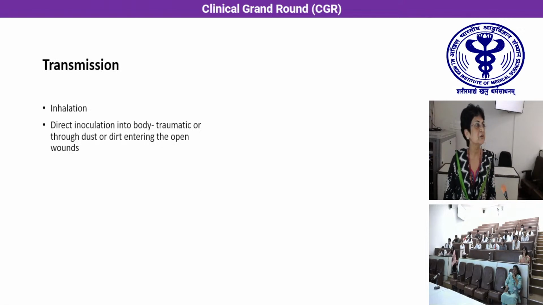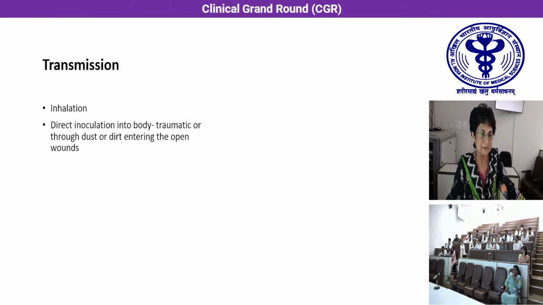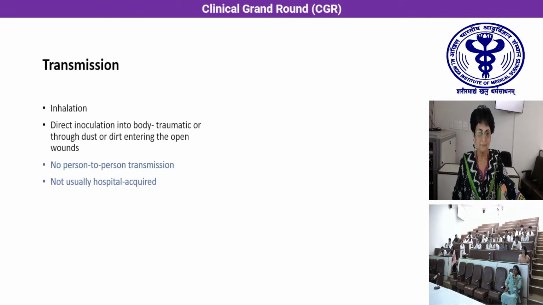Coming to the transmission, common mode, inhalation. Pulmonary exposure typically occurs due to inhalation of airborne bacteria or dust particles containing the bacteria. Or transmission can also be through direct inoculation into the body, which is traumatic, or through dust or dirt entering open wounds. Person to person transmission has not been reported. Animal to human transmission has not been reported. It is not a zoonotic illness.